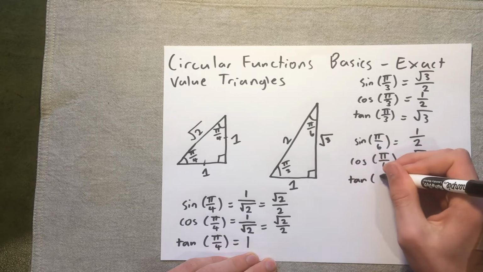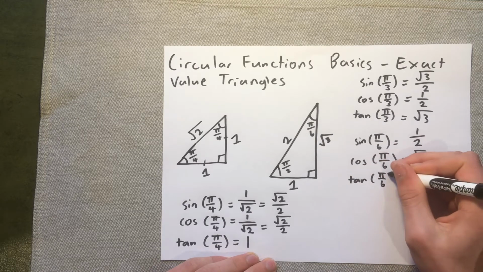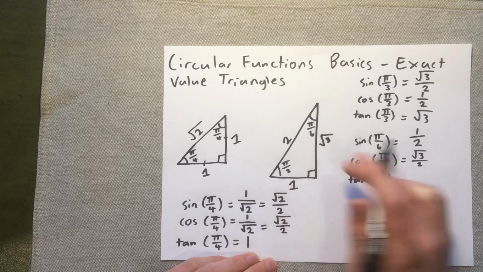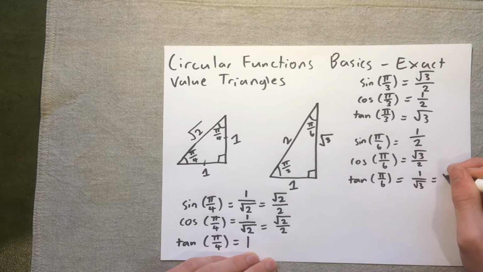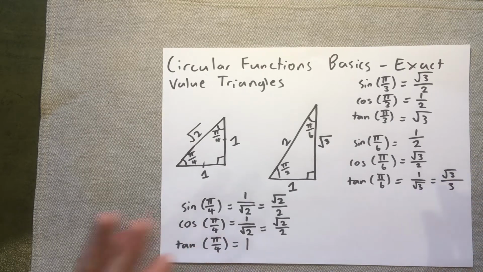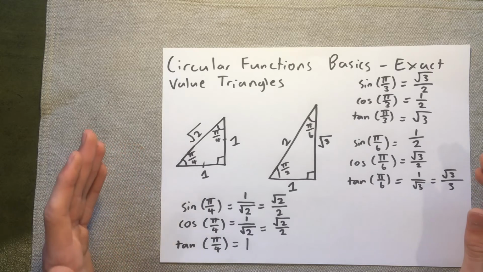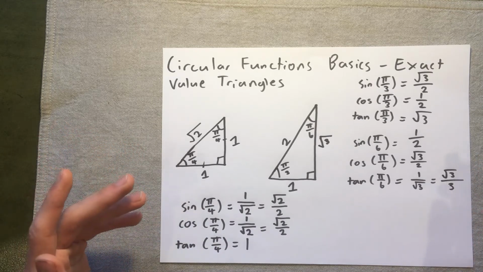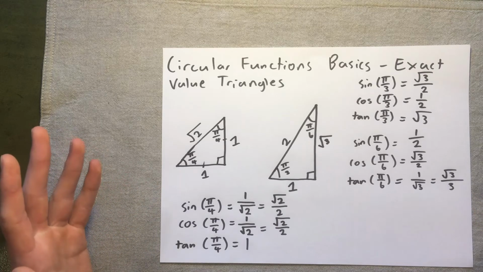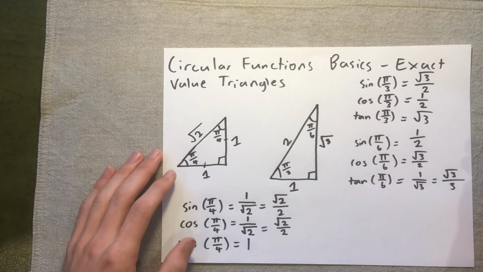Tangent pi on 6, we're going to get opposite divided by hypotenuse, 1 over root 3. And if you rationalize this, you're going to just get root 3 divided by 3. I won't cover that in depth this video. But here you can see we've already developed 9 exact values for trigonometry, and I don't know whoever came up with this is a genius because it works really well.